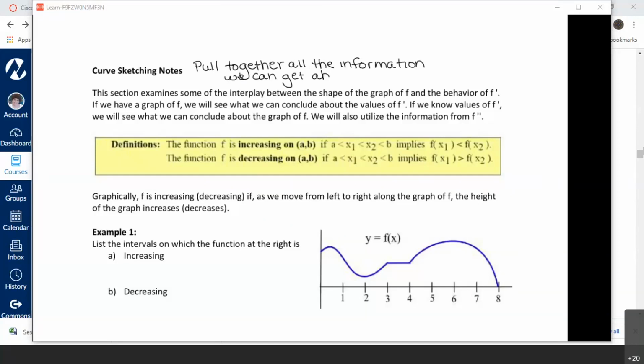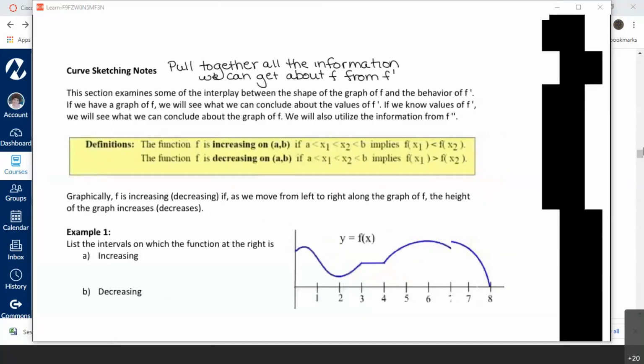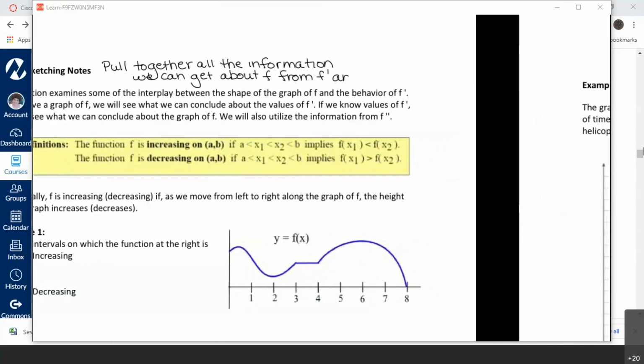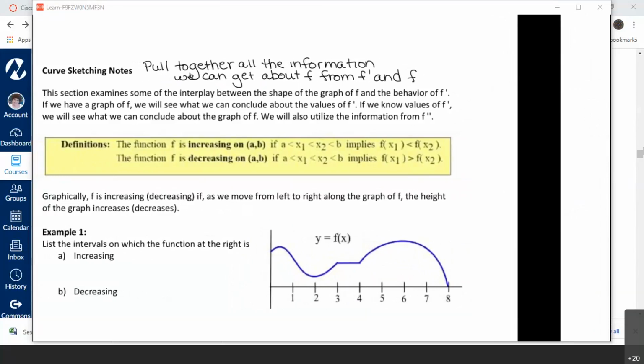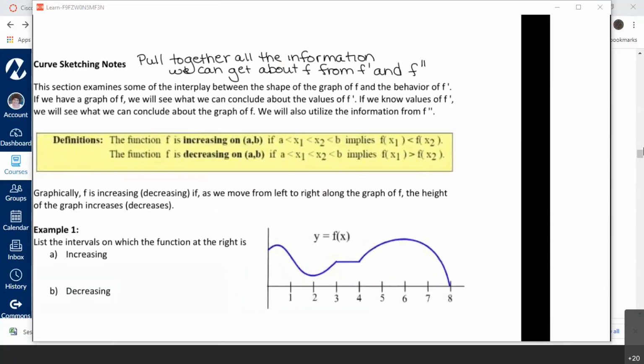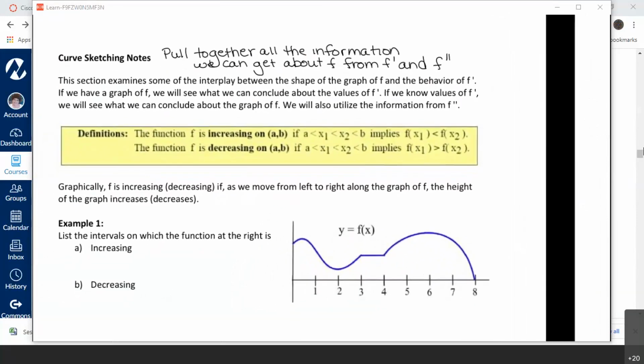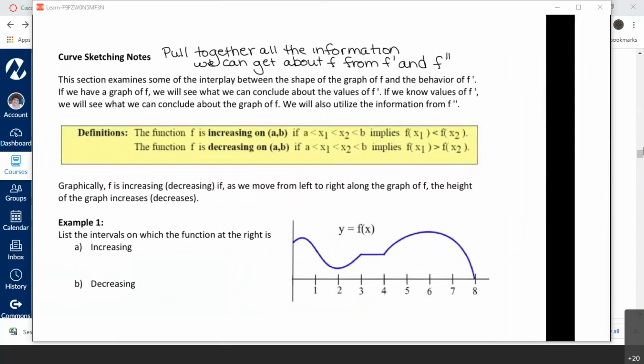So we get information about function f from f prime and f double prime. That's kind of the point of this curve sketching. Again, I'm not going to read things to you. I'm going to hit the highlights as we go along.